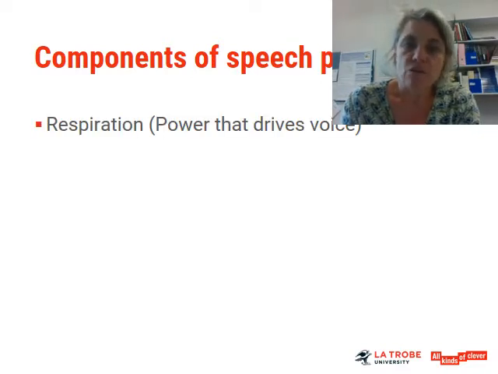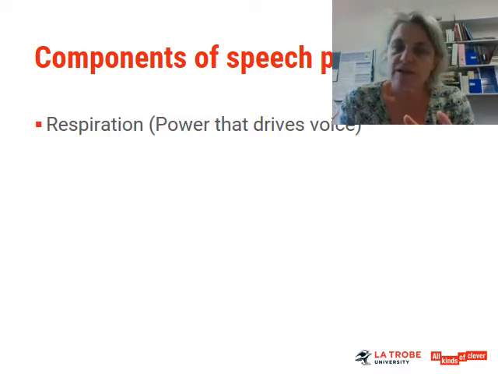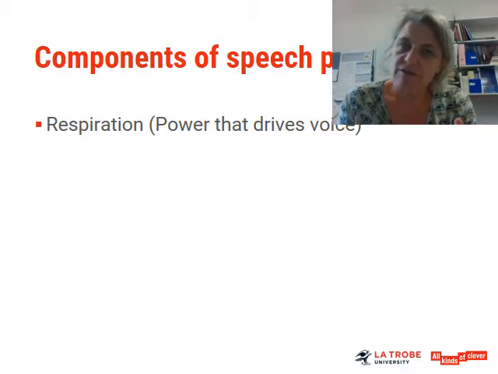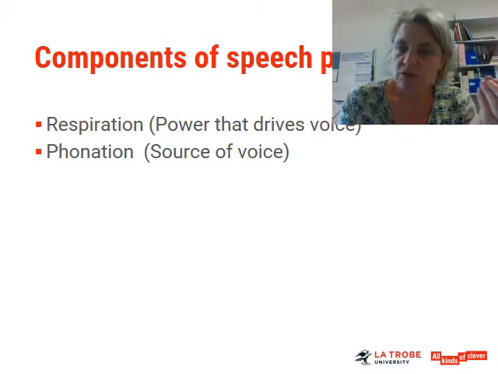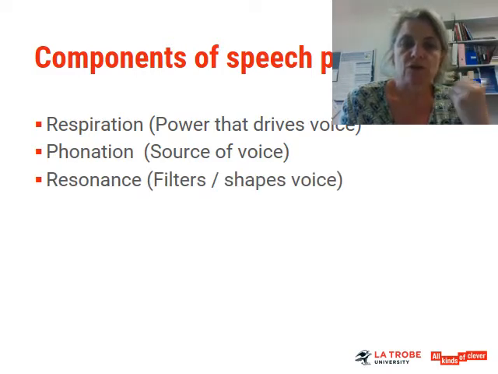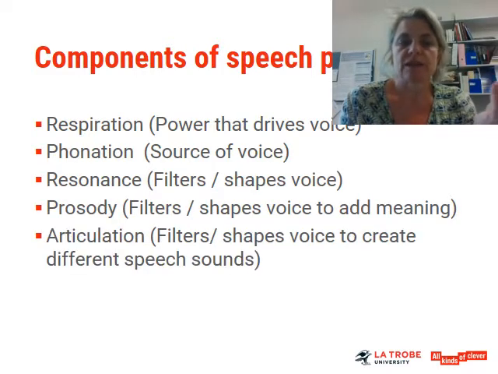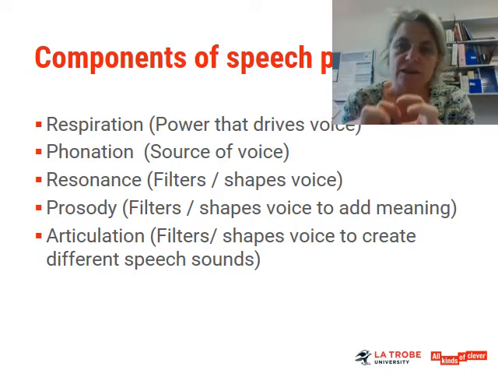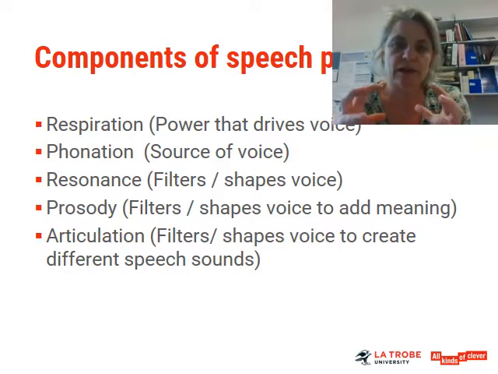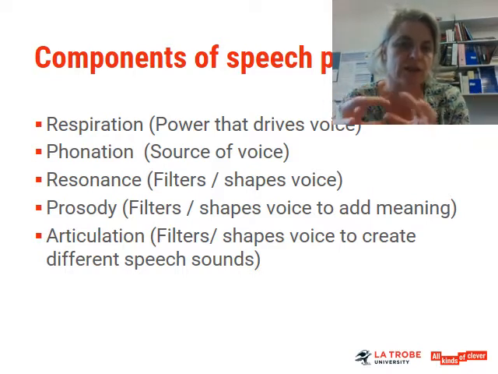When we talk about voice, we're still talking about speech, but from a different perspective. We're talking about respiration in terms of the power that drives voice. We're talking about the source of the voice in terms of the vocal folds at phonation. And then we're talking about resonance, prosody, and articulation as shaping the voice. So voice is a type of speech, but we're just focusing our attention on the production of the sound of the voice.